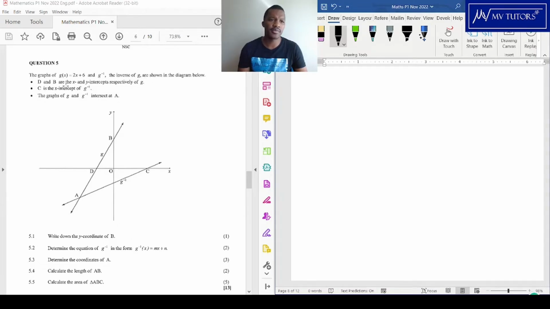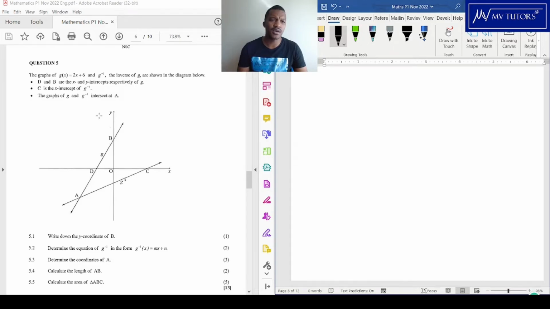D and B are the x and y intercept respectively of g. So I see D there, I see B. C is the x-intercept of the inverse one. I see C there. The graph of g intersects its inverse at A. I see the intersection right there. So what's the question? Write down the y coordinate of B.